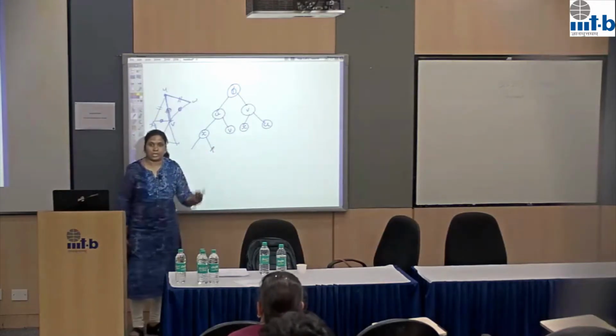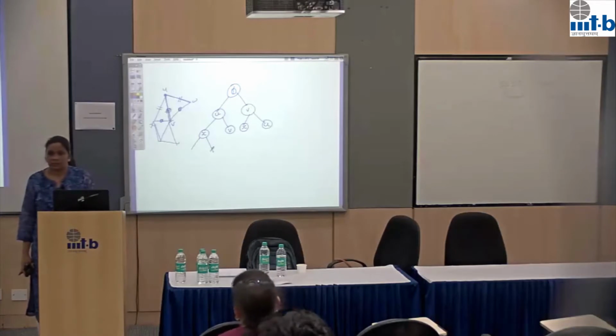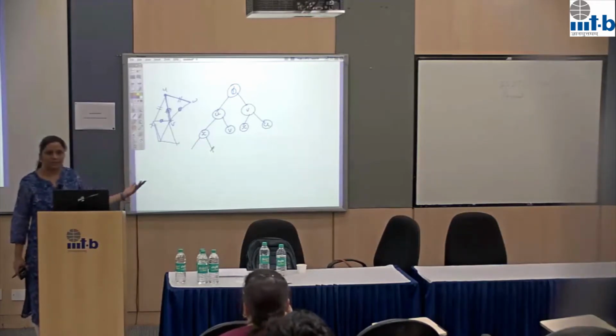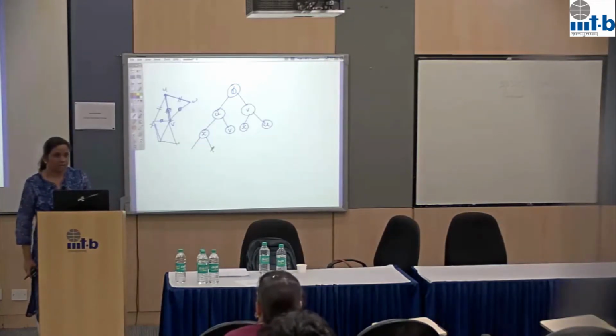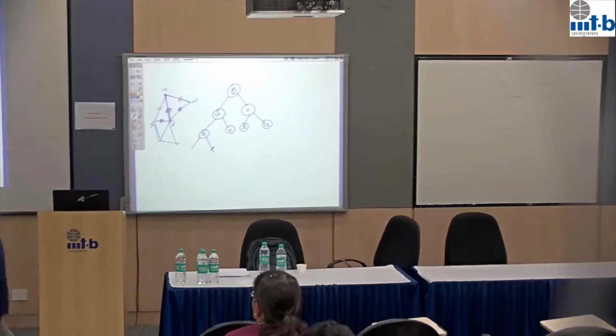How many nodes can there be in the search tree? Essentially you are taking a subset of vertices, right? So can it go like 2 power n, because 2 power n is the total number of subsets of a set of size n?